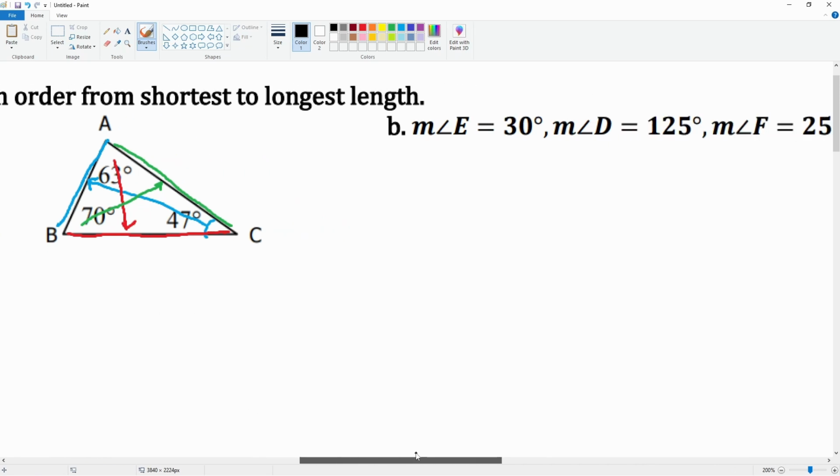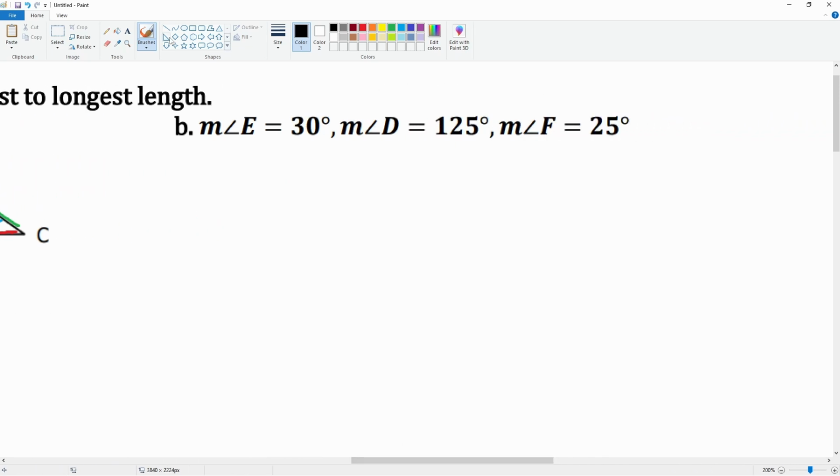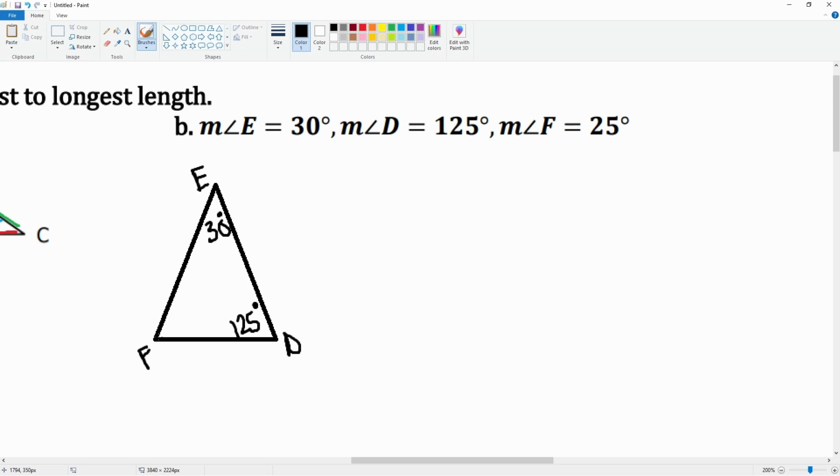All right, for B, a lot of you might get stuck here because, again, you're not drawing the triangle. Just draw the triangle. Don't make the problem harder than it is. Now we label it. Angle E is 30 degrees. Angle D is 125. And F is 25. All right, so let's just put it in order.